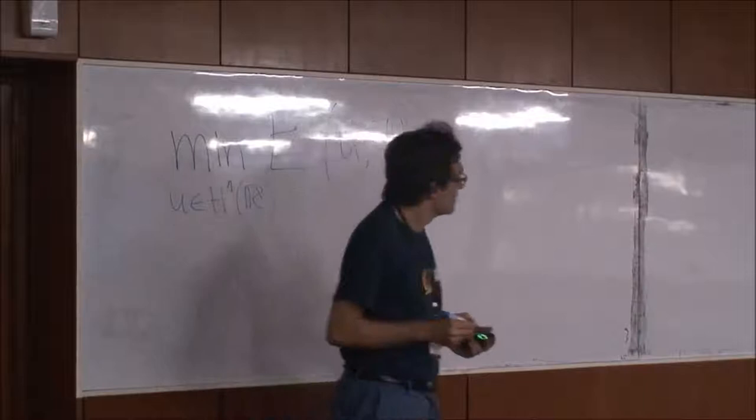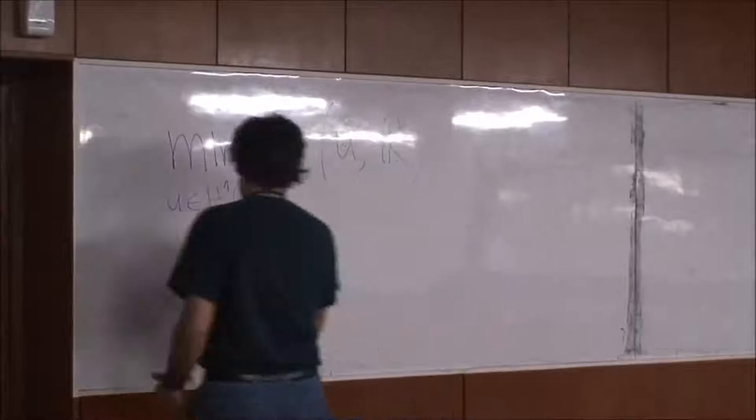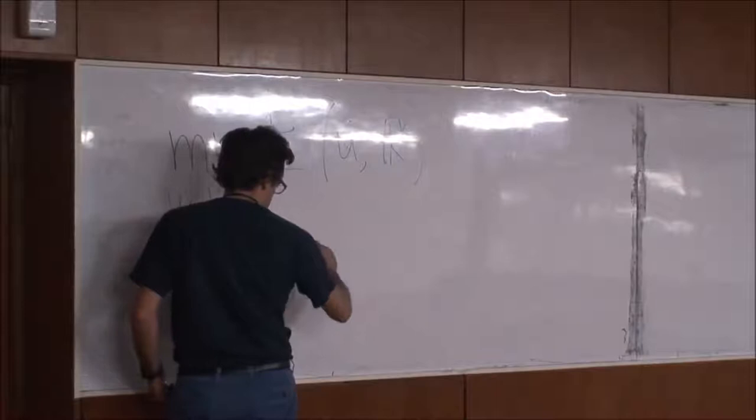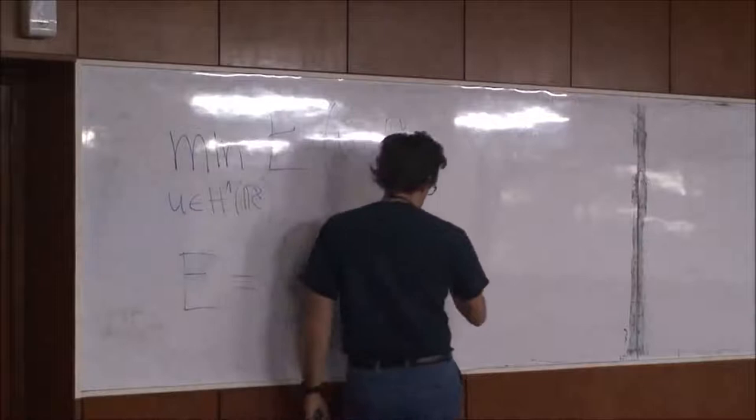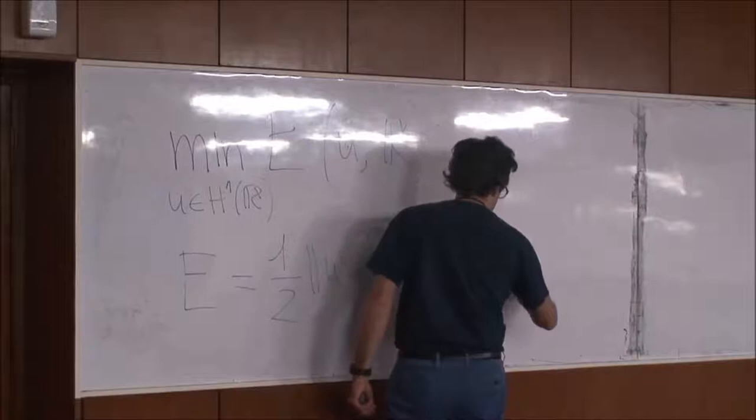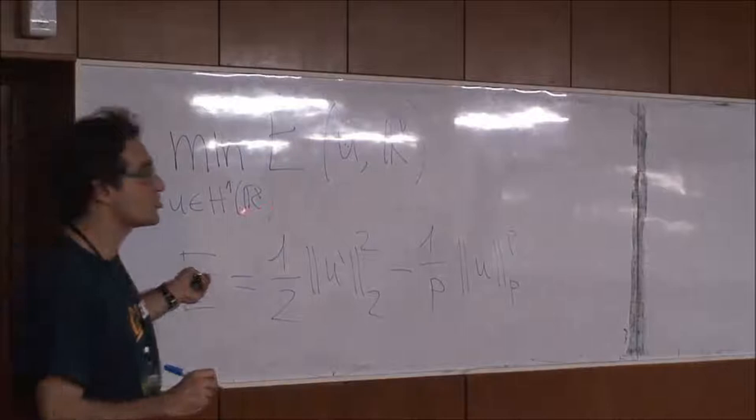The space H1 is the natural space where the energy is defined, because the energy, I remember, is the sum of two terms. One is the L2 norm of the derivative of u on the line, so we need H1, minus 1 over v the Lp norm to the v power. So this is the energy functional. H1 is the natural space.